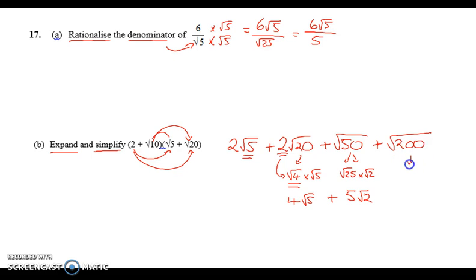The third one, what square number goes into 200? Well, I know that 100 is a very large square number that will go into there. So I've got 100, root 100 times root 2. So root 100 is going to give me 10, and times root 2 would just be root 2. So we can start to look at this now. Which pieces go together? Well, I've got 2 root 5 plus 4 root 5. That's going to give me 6 root 5.